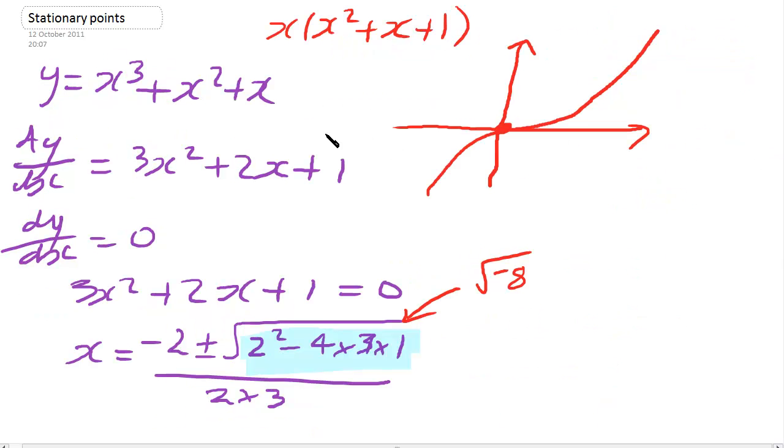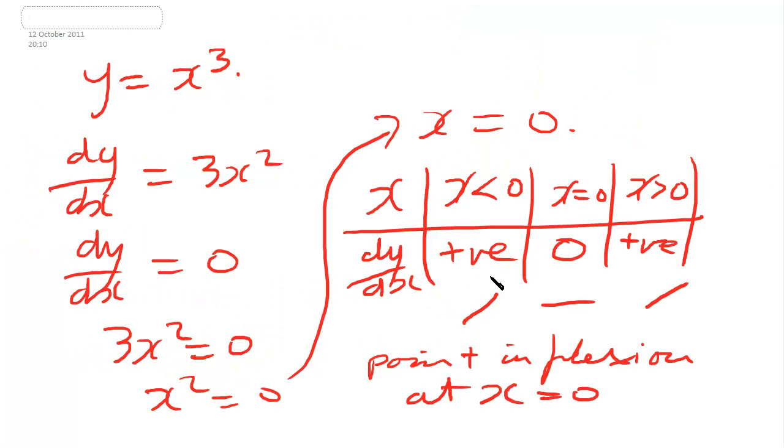Then on this question, we didn't have any stationary points. There were no solutions when dy by dx equals 0. Okay, so no stationary points. And finally, on this question, we had just a point of inflection. So when we put the values in, we went from positive to 0 to positive, so therefore we have a point of inflection.